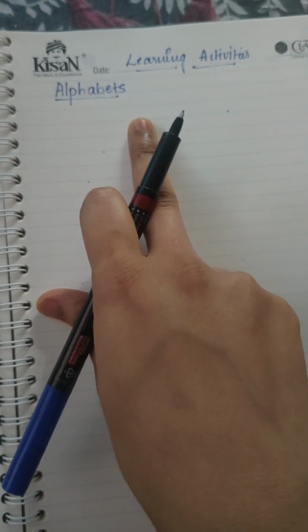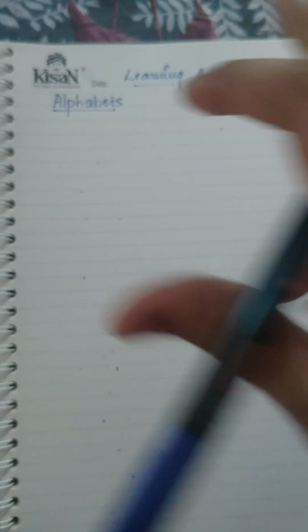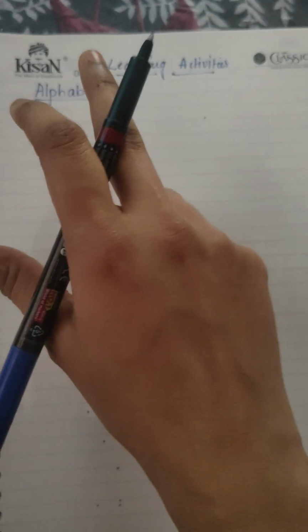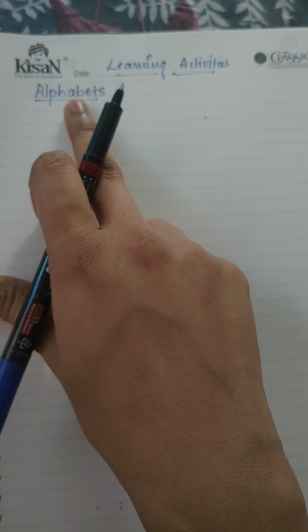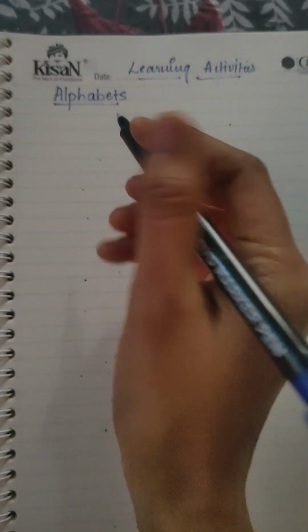First of all, the child should know the alphabets. Some kids are very brilliant. Without knowing the alphabets also they can match, but it is better if they know the alphabets correctly, so they can match properly. I'll show you one example here.